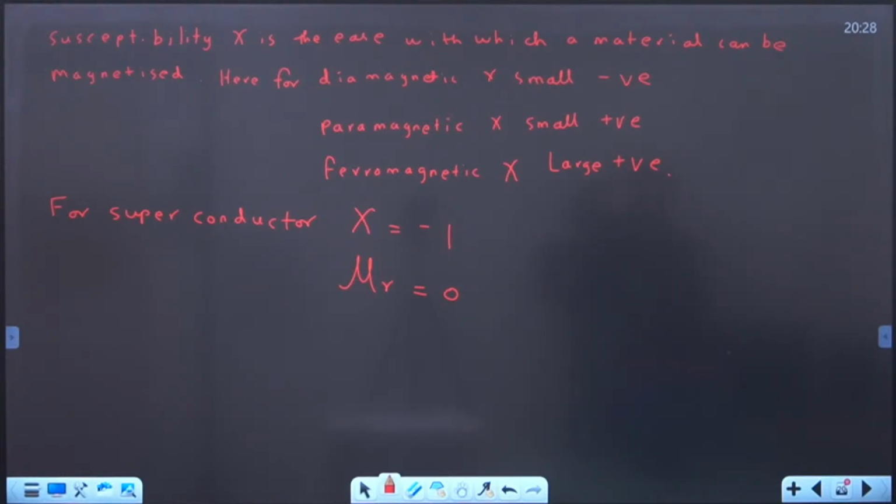Noted? What is mu r, relative permeability?